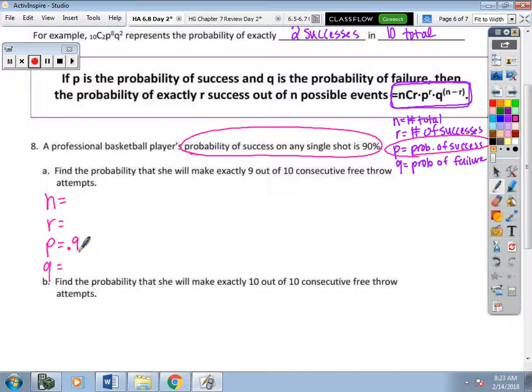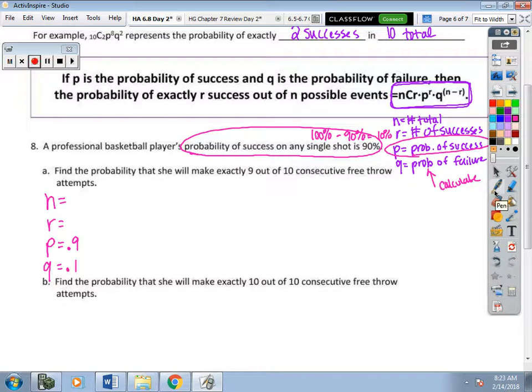Now you have to actually calculate the probability of failure. If you are going to make the shot 90% of the time, what's the percent that you won't make the shot, that you will fail, Garrett? 10%, which would be 0.1. So you always have to take your 100% minus your success rate to figure out what your failure is. They don't give you the failure. If they give you the failure, then they don't give you the success. You usually find one of the two.